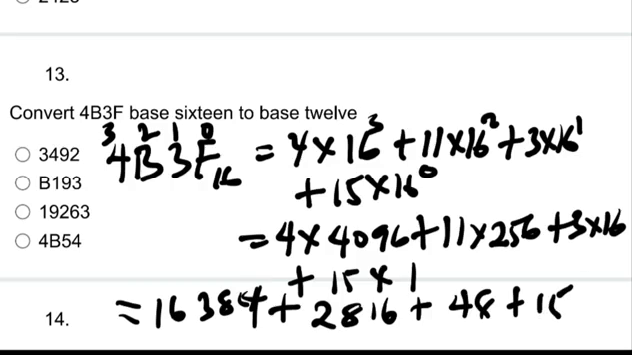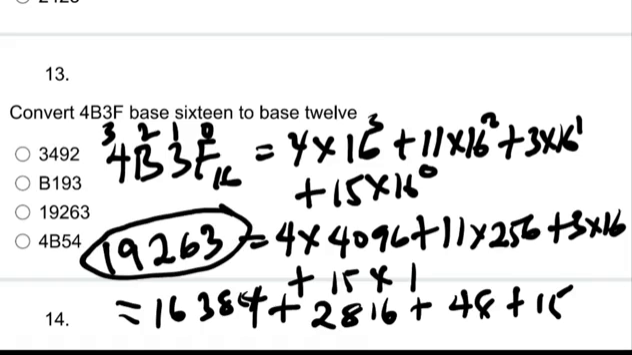So we have everything together now. That is 16,384 plus 2816 plus 48 plus 15. So that gives us 19,263. Now this is not our final answer. If you look at the options, you can see that we have 19,263. So if you are not tired at this point, you pick it as your answer, just like the one we just finished.